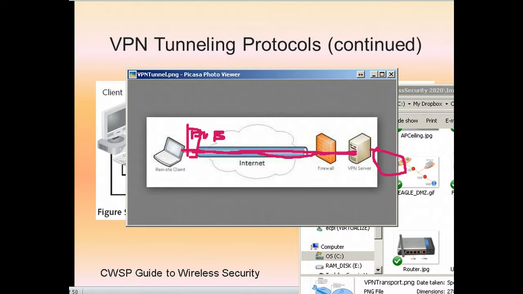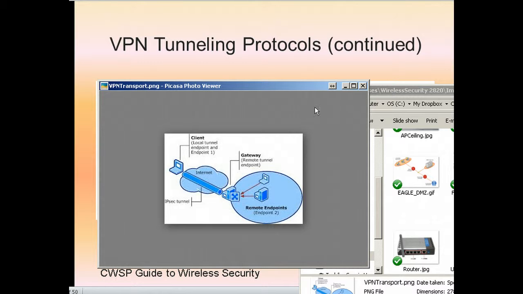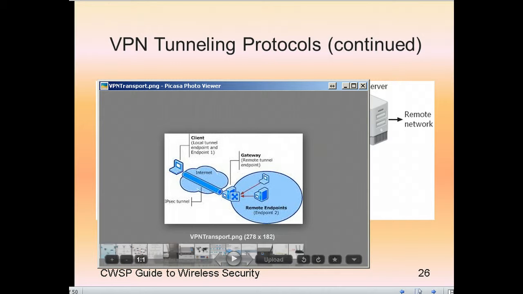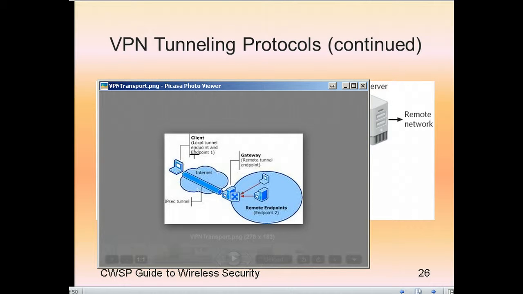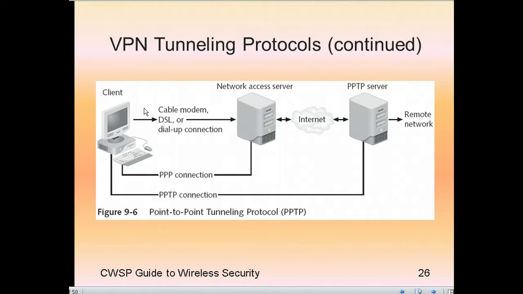The other method of doing this is transport mode. Here we encrypt the data, leave the IP address unchanged, and send it through the tunnel across the internet to the other end, where it will decrypt the data and send it to wherever it's supposed to go. Again, depending on the rules we set up, we send the data down the VPN tunnel. So we have a client, the DSL, the network access server going through the internet, the point-to-point tunneling protocol server, and the remote network. We're going to encrypt the data.